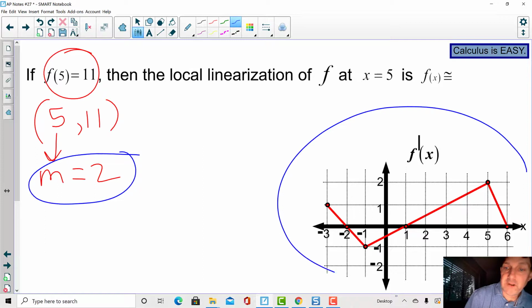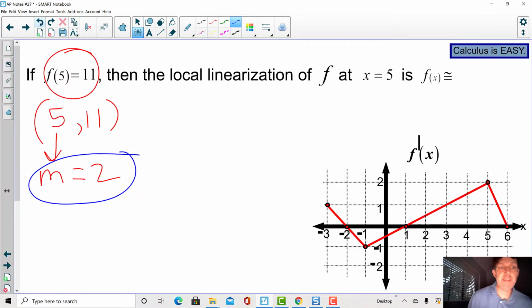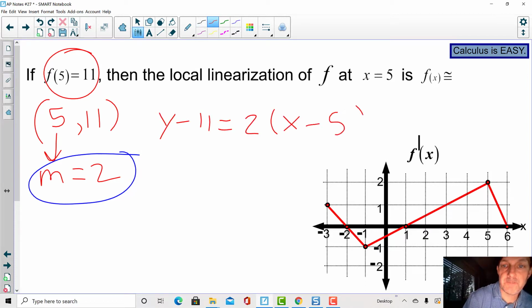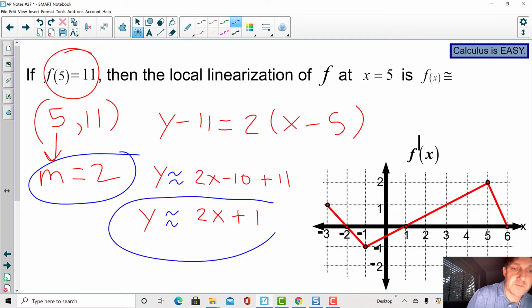Other than introducing the graph to find the slope, this is just going to be the same as any tangent line problem. How do you do the equation of a tangent line? Well, it's just the equation of a line. You just plug in the point and the slope. Get y minus 11 equals m, and then x minus 5. You can add 11 to both sides. You can combine the minus 10 and the plus 11. And that's it. That's the equation of your tangent line.